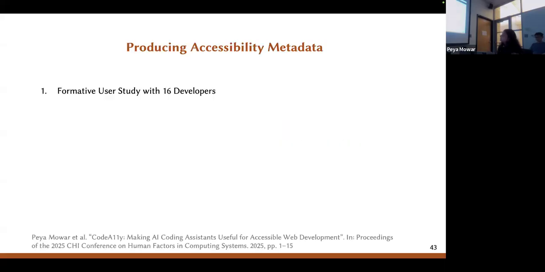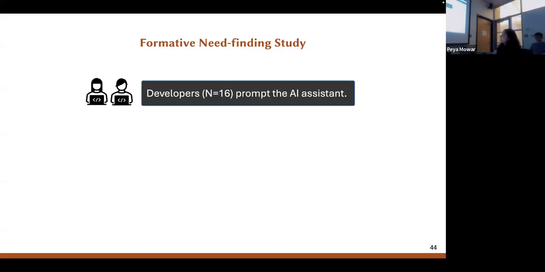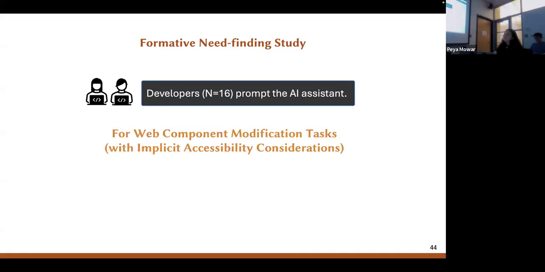So, in this work, we first conducted a formative user study with 16 developers to understand the current challenges that baseline AI assistants had with respect to accessibility. In our need finding study, we had 16 developers who were asked to prompt an AI assistant. And they were given different web component modification tasks.